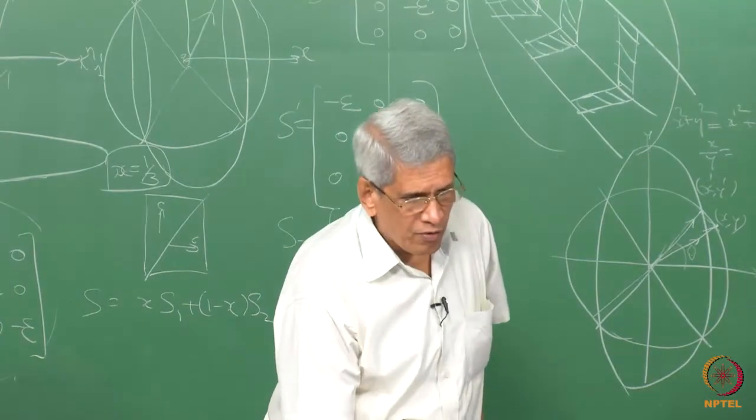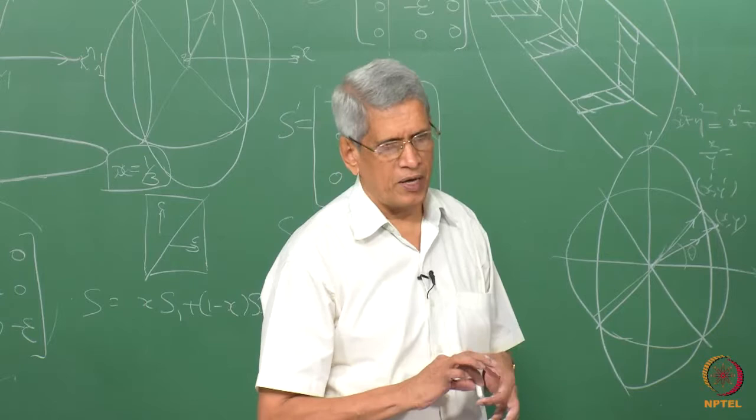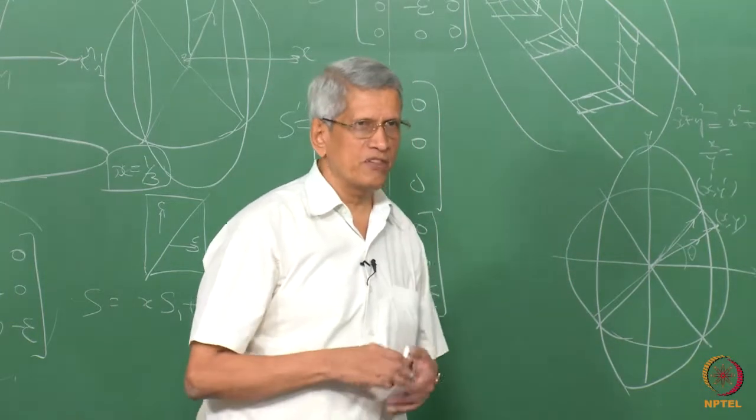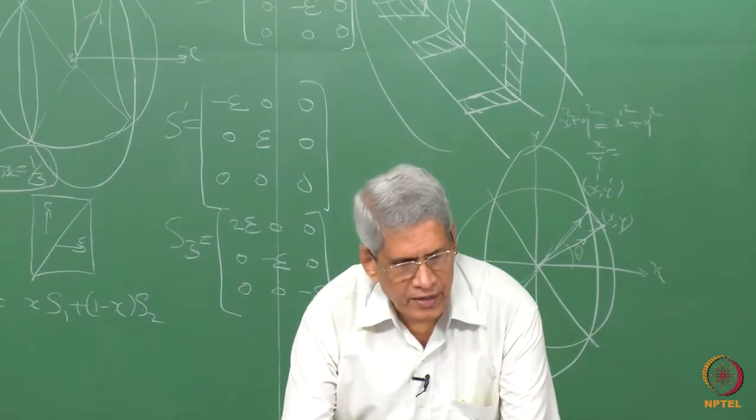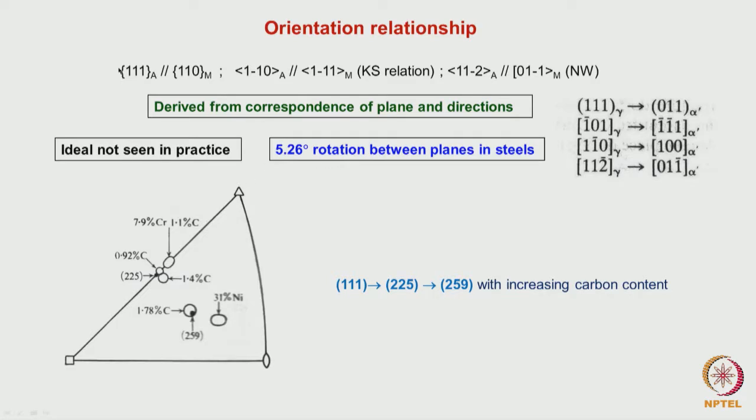Okay. What are the types of habit planes which have been seen in iron martensite? Depending upon the composition of the alloy, when the carbon concentration is small, essentially the habit plane is seen to be of the 111 type, okay, and then it changes to the 225 habit plane. So if you look at it, this is an irrational plane, correct? A high index plane, we call it an irrational plane, and then when the carbon concentration changes to 1.78, it is around 259. Okay. These are all the habit planes which have been seen.